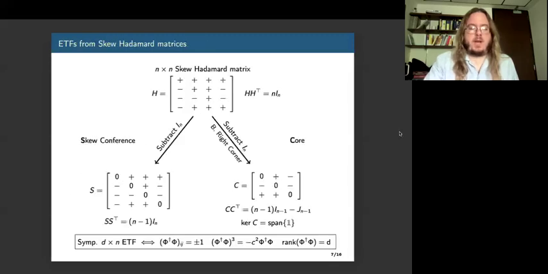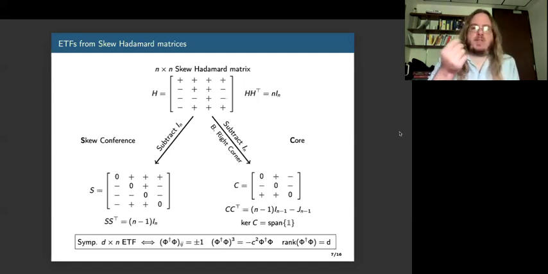Okay, so this family of examples, they all come from Skew Hadamard matrices. Maybe that's not a surprise given the title. But an n by n Skew Hadamard matrix is a square matrix whose entries are plus and minus 1. It's scaled orthogonal. And in particular, when I subtract the identity, I get something that's skew symmetric. So this implies necessarily that the Skew Hadamard matrix has all positive ones down the diagonal.